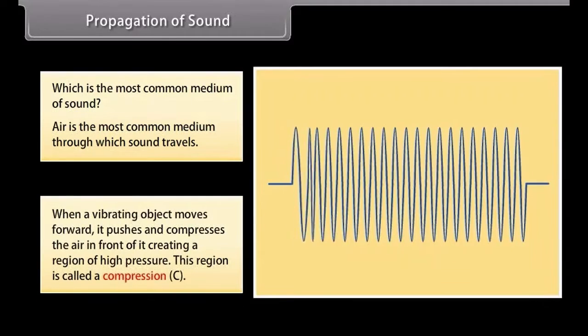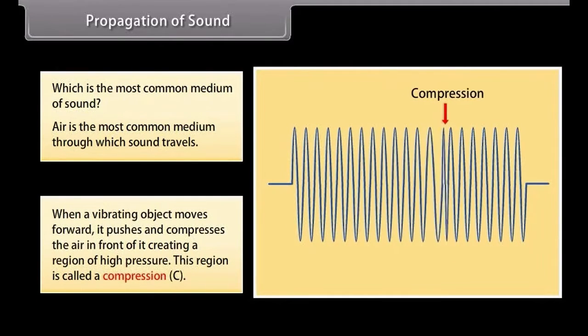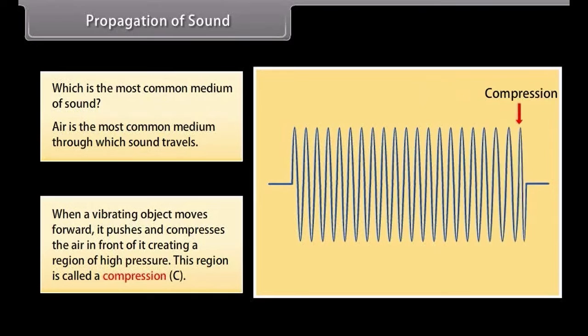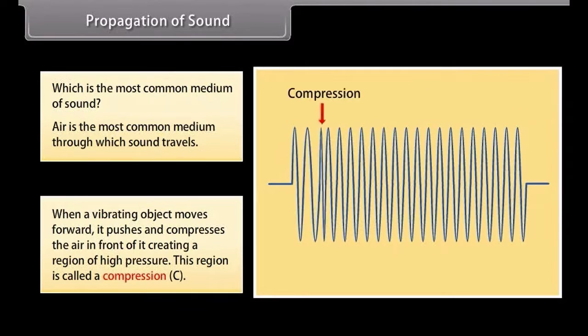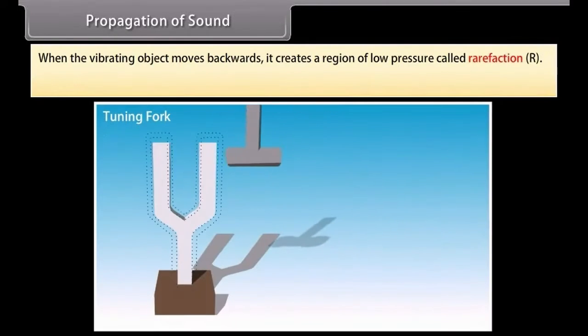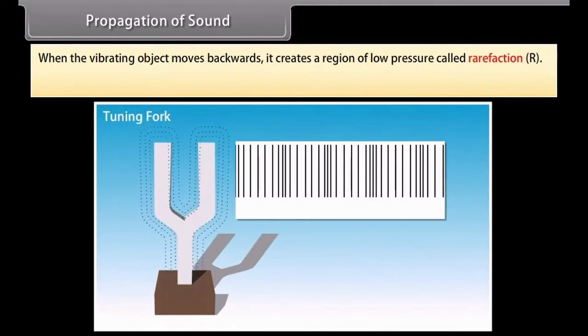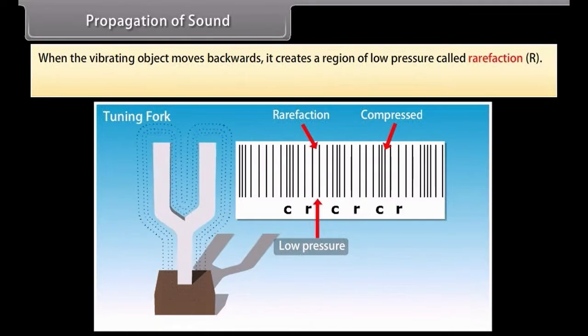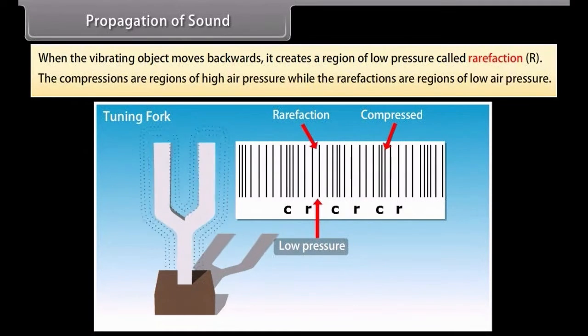When a vibrating object moves forward, it pushes and compresses the air in front of it, creating a region of high pressure. This region is called a compression. And when the vibrating object moves backwards, it creates a region of low pressure called rarefaction. The compressions are regions of high air pressure while the rarefactions are regions of low air pressure.